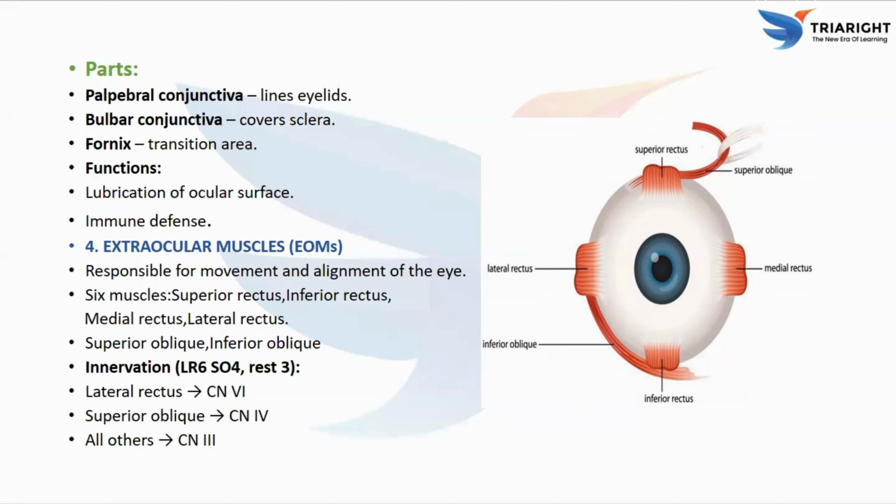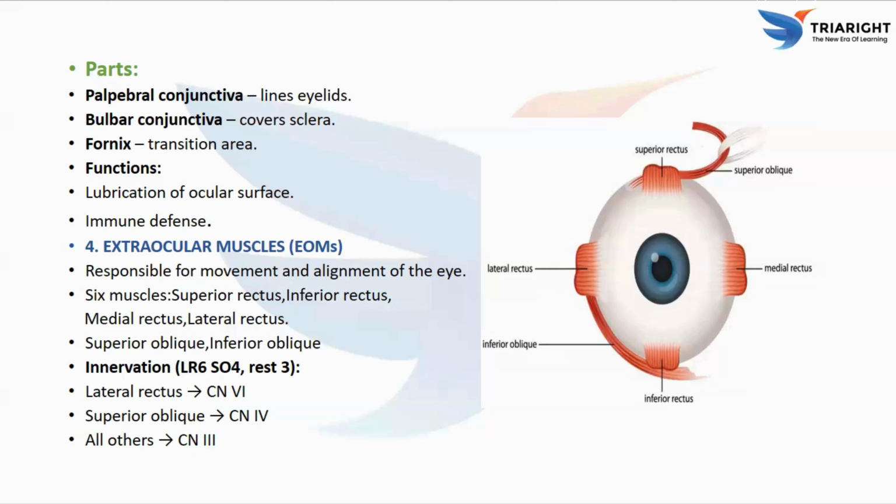And the third layer is the fornix, which is the conjunctival fornix. So the junction or transition area between the palpebral and bulbar conjunctiva is called the conjunctival fornix. This acts like a fold that allows the eyelids to move freely without stretching the conjunctiva.